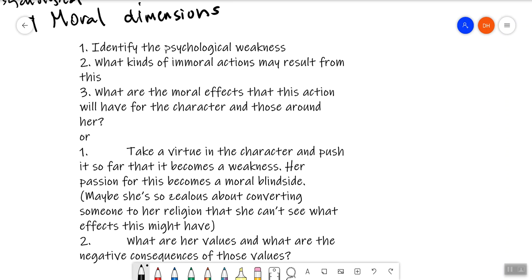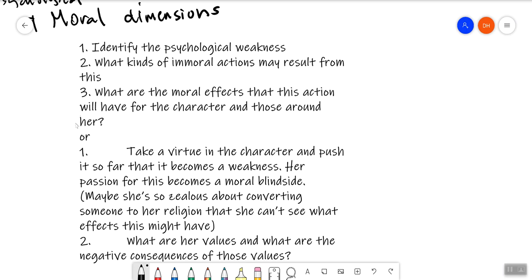And then we have to think about number 3 right here. What are the moral effects that this action will have for her character and those around her? You see that we have cause and effect. We have this psychological moral need, and it affects her decision making. It affects her actions out there in the world. So not just for her, but for other characters in the story as well. And that starts to create very good layers of conflict, layers of tension, and that's where a good story really starts to gain traction.